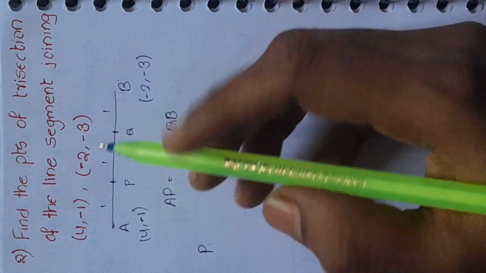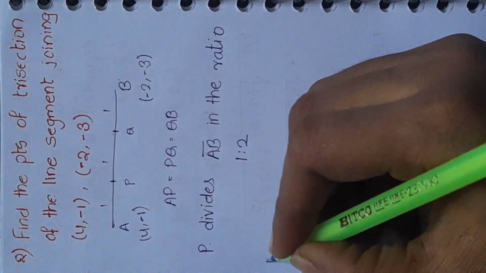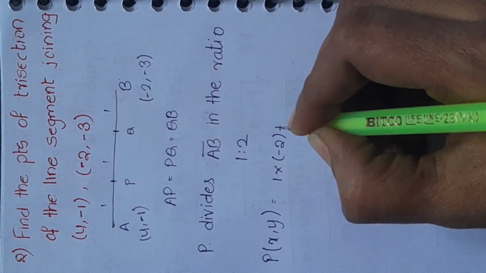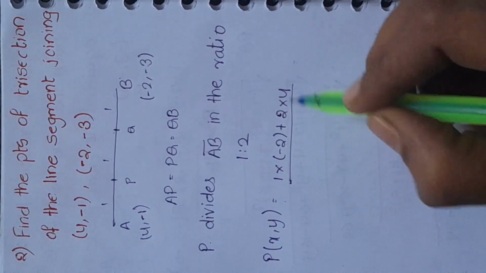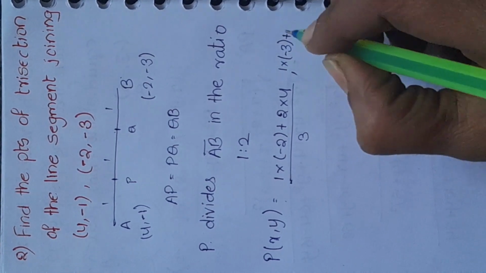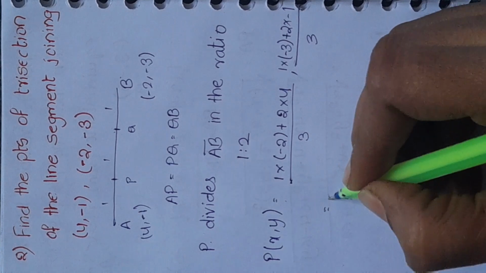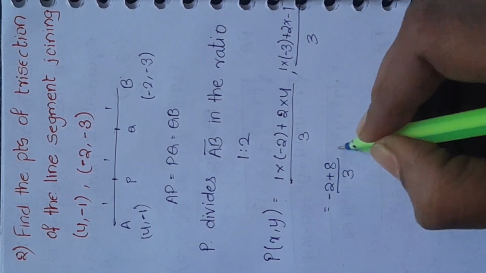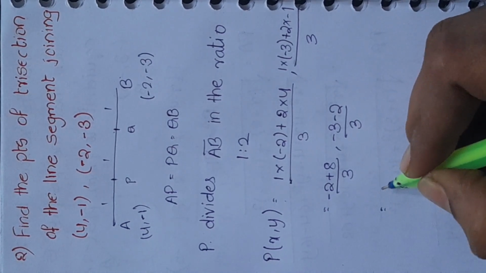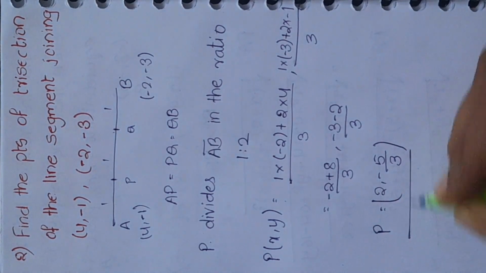Now initially let us find out the coordinates of point P. Here P divides AB in the ratio of 1:2. Now by using the formula, the coordinates of P are, let us substitute the values directly, 1 into -2 plus 2 into 4 by 3, and the y coordinate is 1 into -3 plus 2 into -1 by 3. From this we can write (-2 plus 8) by 3 and (-3 minus 2) by 3. So we get the coordinates as (2, -5/3). This is the point P.